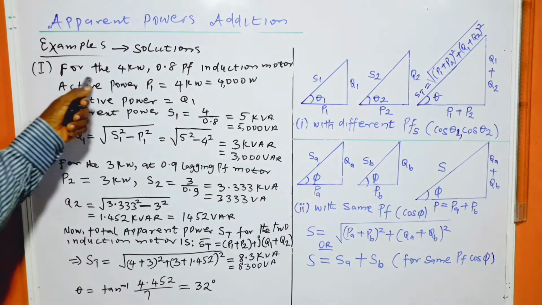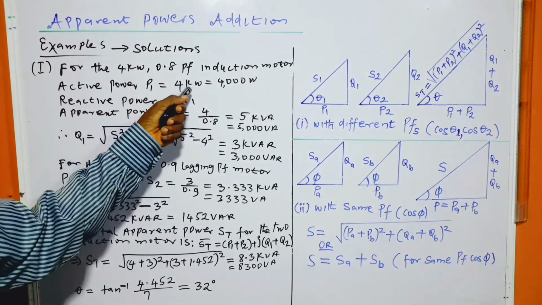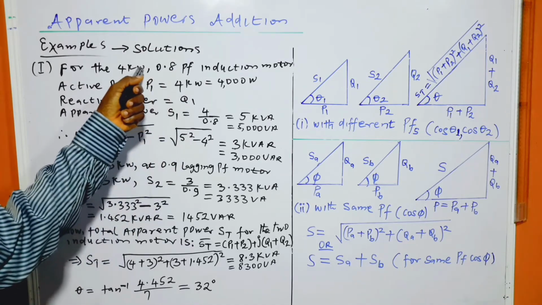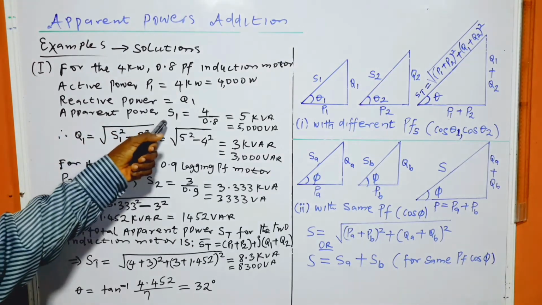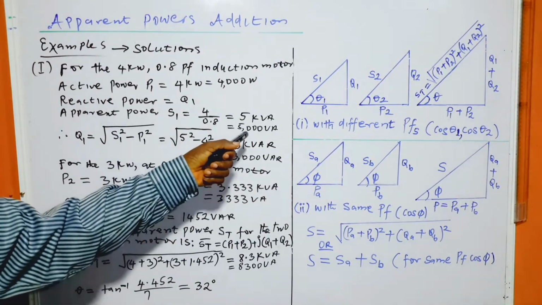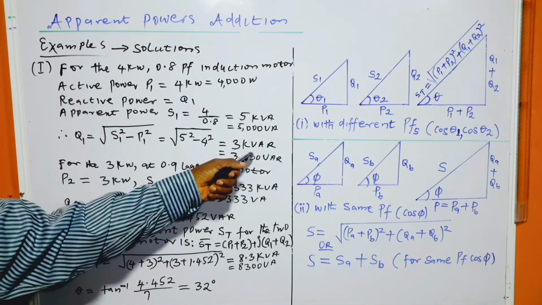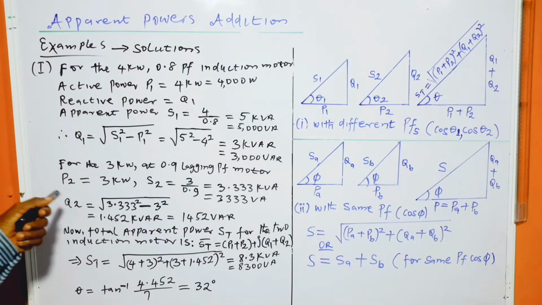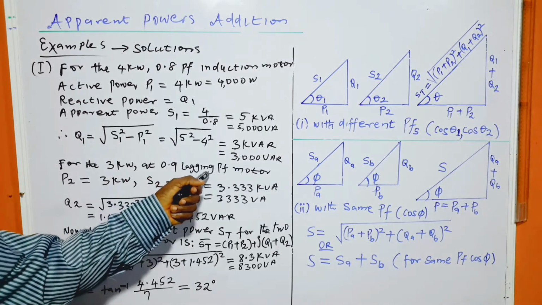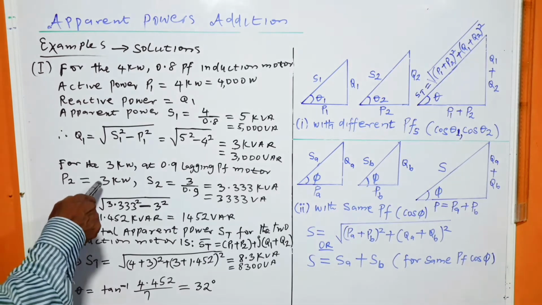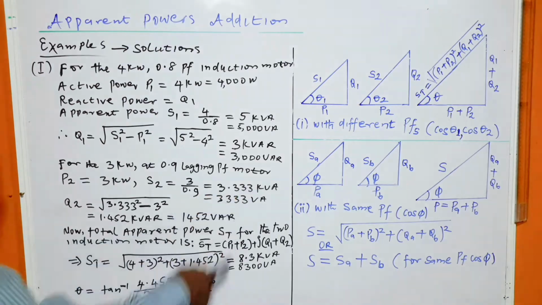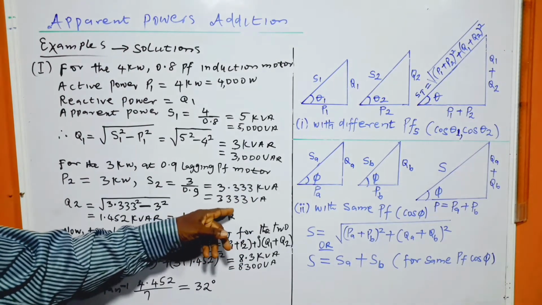Now, solution to the first part. For the 4 kilowatt 0.8 power factor induction motor, active power P1 is equal to 4 kilowatt, which is 4,000 watts. Apparent power S1 is equal to the active power divided by the power factor, which is 5 kilowatts or 5,000 VA. So Q1 is equal to 3 kVAR, which is 3,000 VAR. For the 3 kilowatt motor at 0.9 power factor lagging, P2, the active power, is 3 kilowatts. From there we can calculate S2, the apparent power for the 3 kilowatt motor, to be 3.333 kVA, which is 3,333 VA.